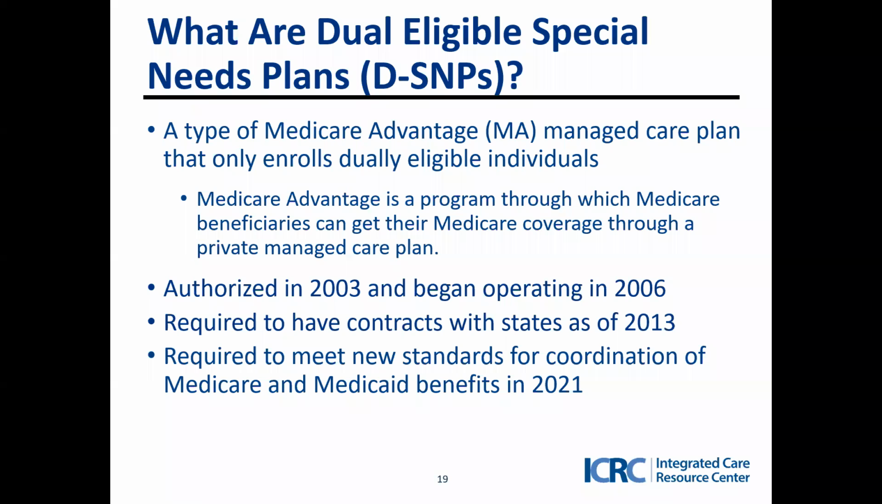D-SNPs are required to have contracts with states in addition to holding contracts with the Centers for Medicare and Medicaid Services. This mechanism provides states with an opportunity to define requirements for D-SNPs operating in their states so they can better integrate care for their dually eligible population. This is one major difference between D-SNPs and traditional Medicare Advantage plans, and starting in 2021, new standards were developed for D-SNP state contracts through the Bipartisan Budget Act of 2018. We'll discuss those new requirements later on in this presentation. Next slide, please.